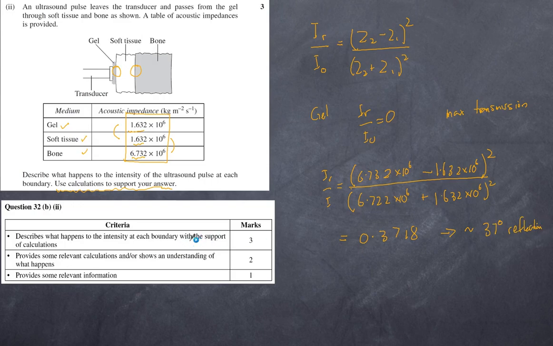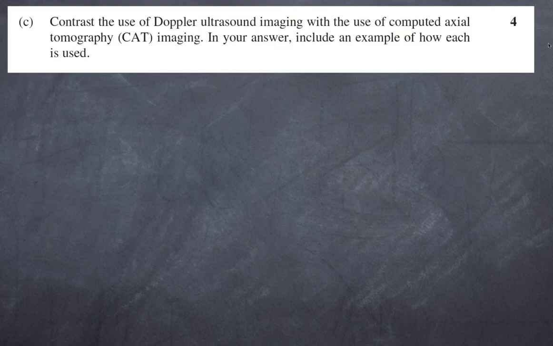Have I addressed the question? Yes, but we want to know what happens to the intensity, so it would be a stronger statement to say therefore 63% is transmitted. This gives you the 4 marks for 3. Let's move on to part C.